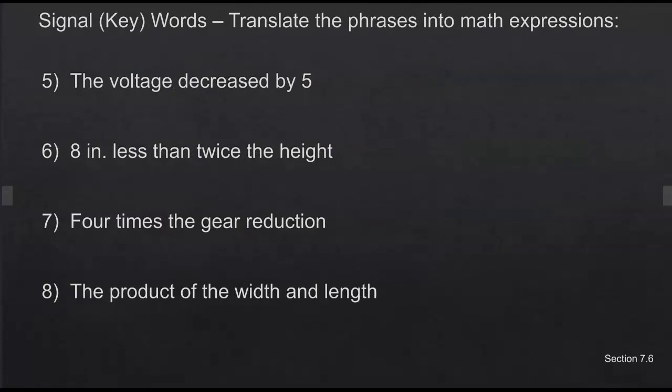All right, so we're going to translate more phrases into math expressions. On the first one, it says the voltage decreased by 5. Decreased means subtract, so we're going to take the voltage and subtract 5. And then on the next one, 8 inches less than twice the height. So this one got a little more complicated. Less than means I'm going to subtract. Twice the height means 2 times the height. So we're going to take 2 times the height and subtract 8.